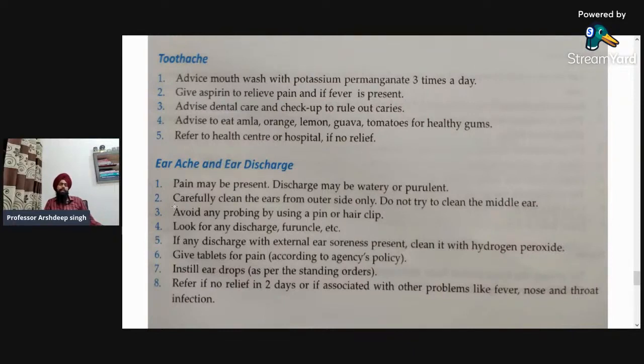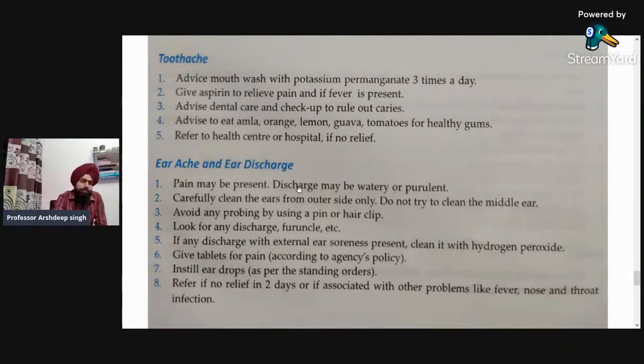Dental caries in the tooth might also be the reason for the pain. Next, advise to eat amla, orange, lemon, guava, and tomatoes for healthy gums. These are the food items that would keep your gums healthy, and it would also relieve the tooth pain. Last, if no relief is there by using the potassium permanganate mouthwash or in any other condition, immediately refer the patient to the hospital.